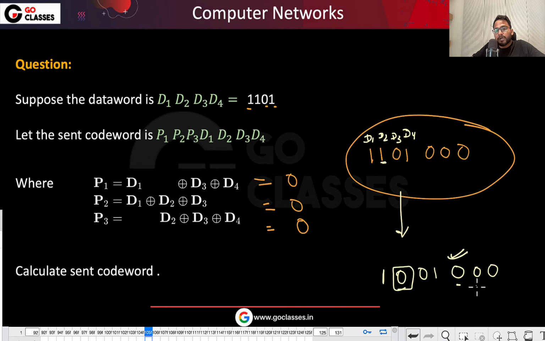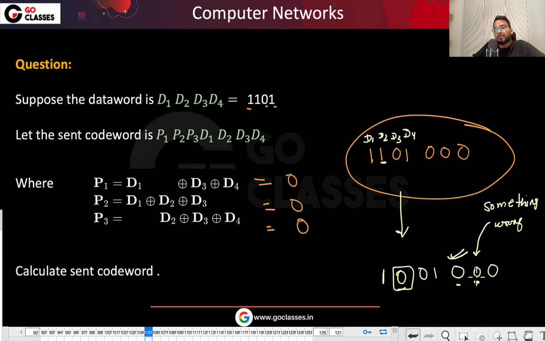But what about P2? P2 will check D1, D2, D3. P2 will say the answer should be 1, but you are writing 0 here. So P2 will say something is a problem. I mean, P2 will not be able to exactly tell what the problem is, but it will detect some problem. Currently, I'm not correcting. By looking at only P2, I cannot correct. It will say something is wrong, right?